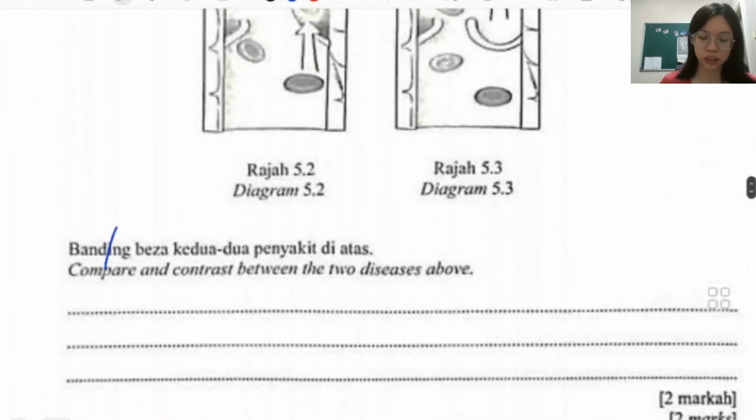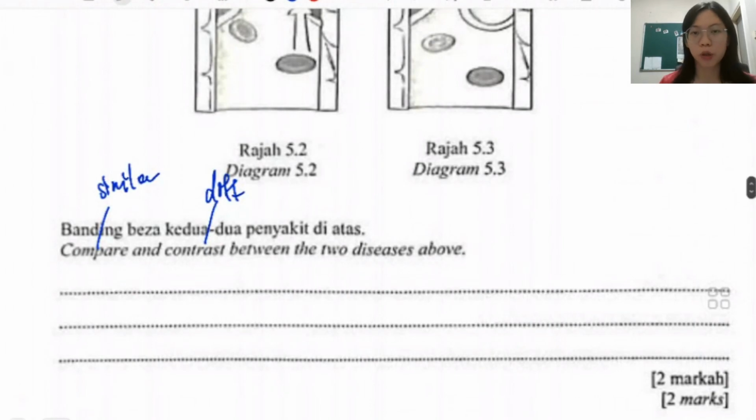You have to write similarities and differences. For the differences, 5.2 is a thrombosis and 5.3 is an embolus. If you want to explain, but these are only 2 marks honestly, you can explain what happens in thrombosis. The blood clot is attached to the inner wall of the blood vessel and does not move. While for diagram 5.3, the blood clot will move to another area.